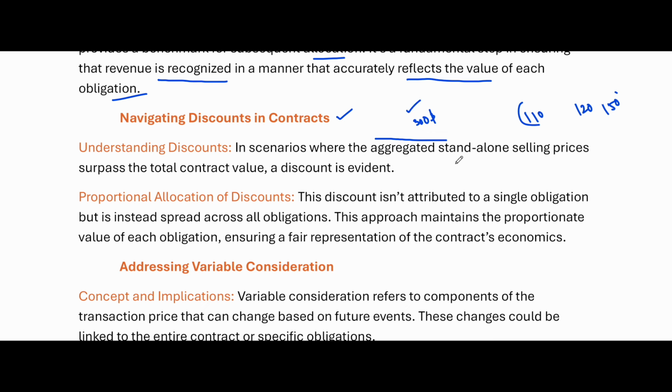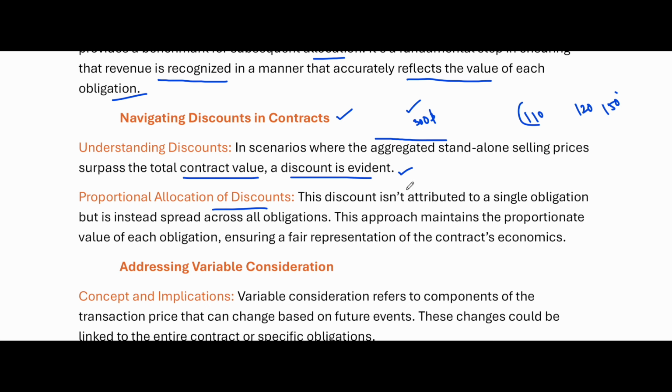In a scenario where the aggregated standalone selling prices surpass the total contract value, a discount is going to be evident. Discount is evident. Proportional allocation of discounts. How are you going to allocate proportionally? We will also do one question on this. Before that, you understand clearly.